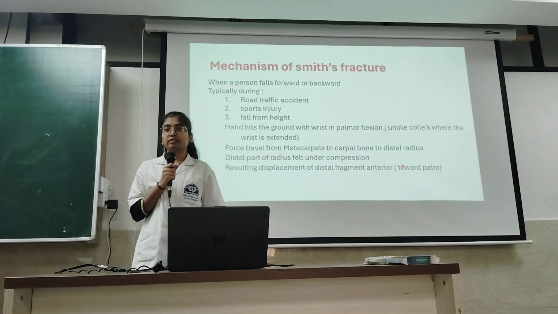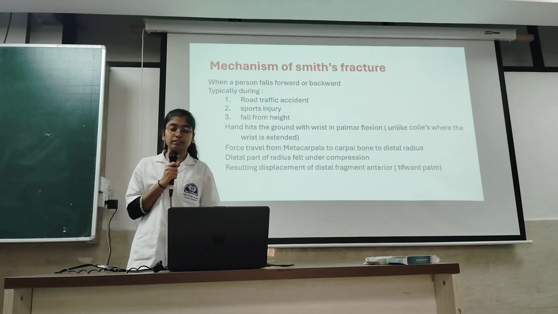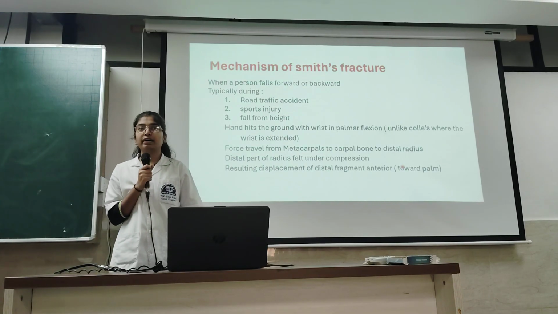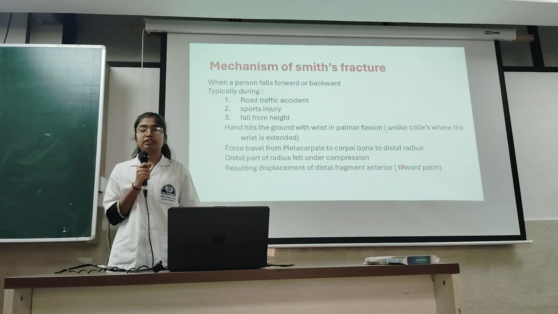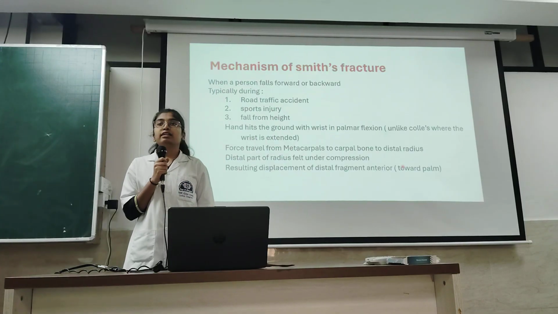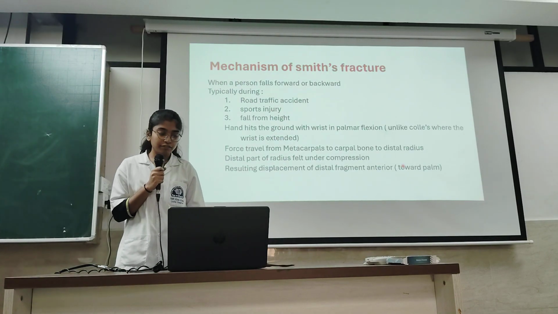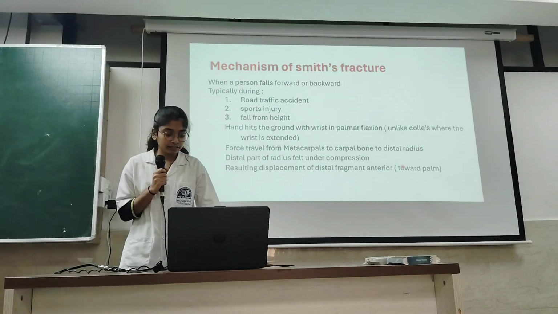Mechanism of the Smith fracture. When a person falls forwards or backwards, typically during road traffic accidents, sports injury, or fall from height, the hand hits the ground with the wrist in palmar flexion. A force is transmitted from the metacarpal to the carpal and from the carpal to the distal radius. The distal part of the radius gets subjected to compression, resulting in displacement of the distal fragment anteriorly.